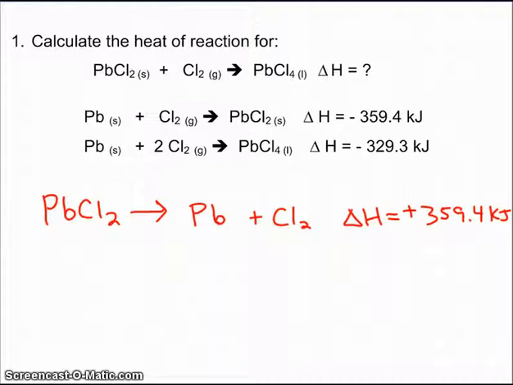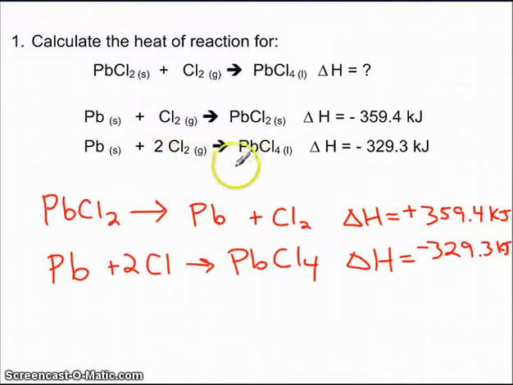So what I mean by flipping the equation is writing it backwards. You can see how this equation was then written like this. In flipping the equation around, what changes with the enthalpy is the sign. As when lead reacts with chlorine to form lead chloride, it's exothermic. But if lead chloride was to break down to lead and chlorine, that chemical reaction would be endothermic.